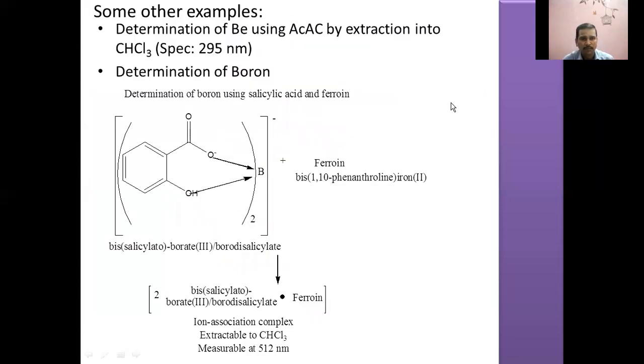Here is some other example I have presented. One is determination of beryllium using acetylacetone by UV spectrophotometry. Beryllium acetylacetone will act as a chelate to produce a neutral chelate, which is extractable into chloroform, and that could be measured at 295 nanometer, because it shows an absorption maximum at 295 nanometer. And similarly, determination of boron by using ferroin.